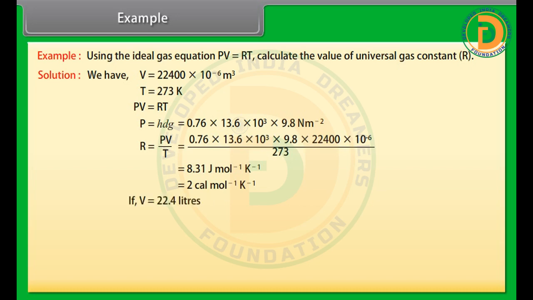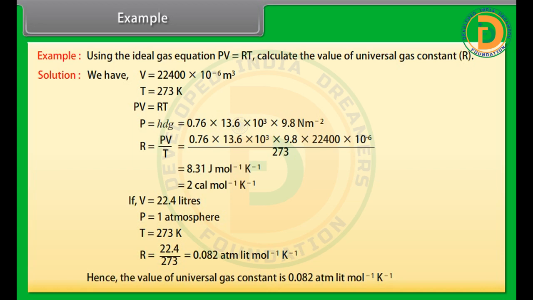If V = 22.4 liters, P = 1 atmosphere, T = 273 Kelvin, R = 0.082 atm liter per mole per Kelvin. Hence, the value of universal gas constant is 0.082 atm liter per mole per Kelvin.